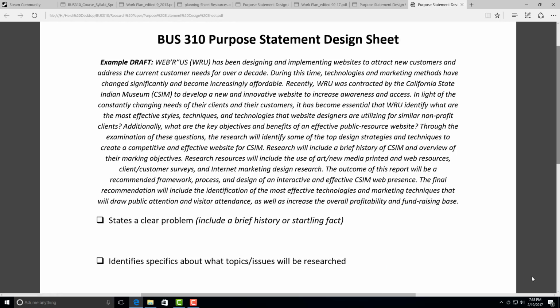Let's take a look and review this purpose statement. First of all, the clear problem. Well, a website that's being designed by a company that needs to attract new customers, that needs to address the customer needs. Well, their new client is California State Museum, and they need to develop a new and innovative website. However, there are constantly changing needs of clients and customers. And now, WRU needs to identify the most effective styles, techniques, and technologies the website designers are using for similar non-profit clients.